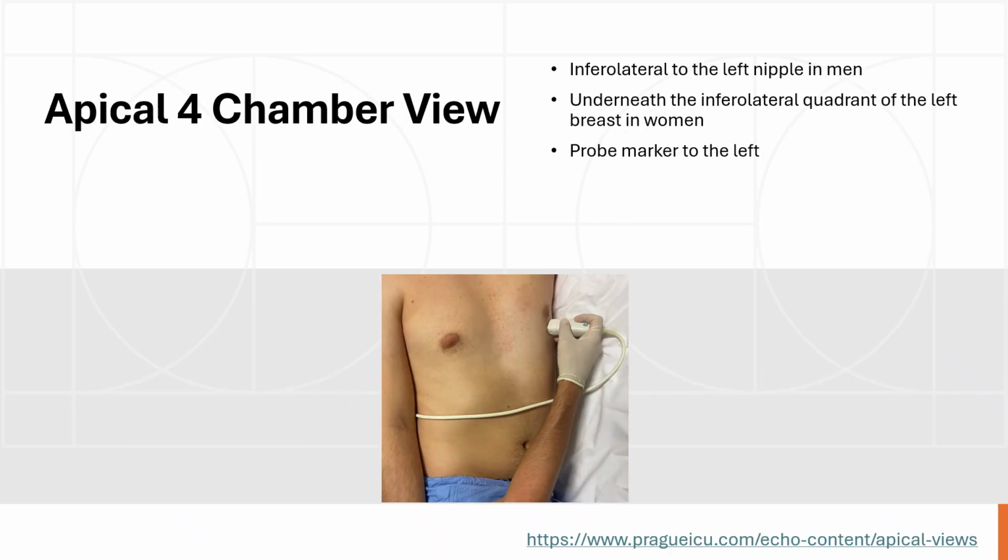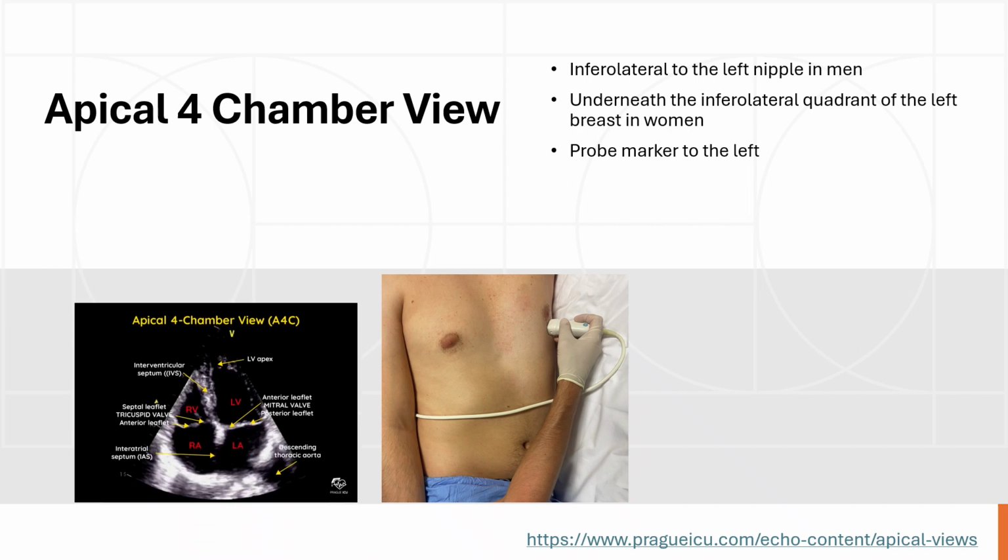Next, we talk about the apical four-chamber view. In men, you typically find this view by placing the probe with the probe marker towards the patient's left in the infralateral area to the left nipple. In women, you typically find it underneath the infralateral quadrant of the left breast. And again, like I mentioned, position the marker to the patient's left. Here you see one way how the probe is placed in a man.